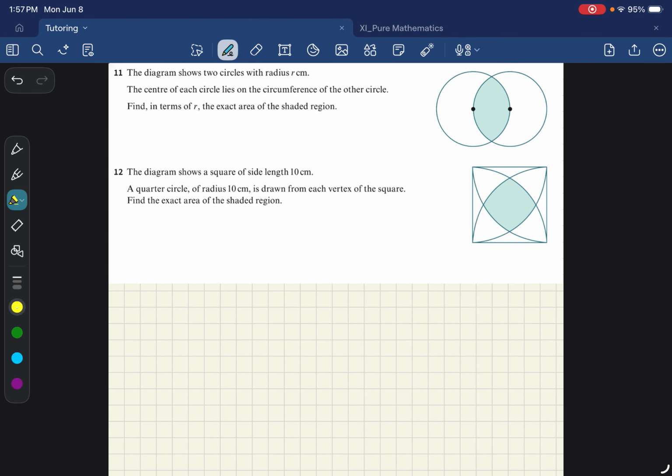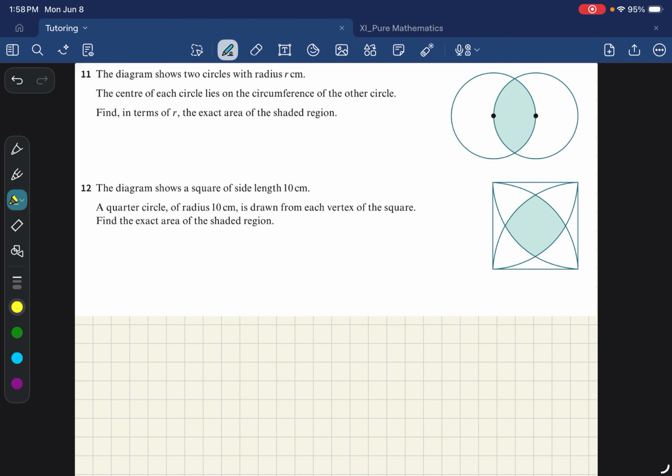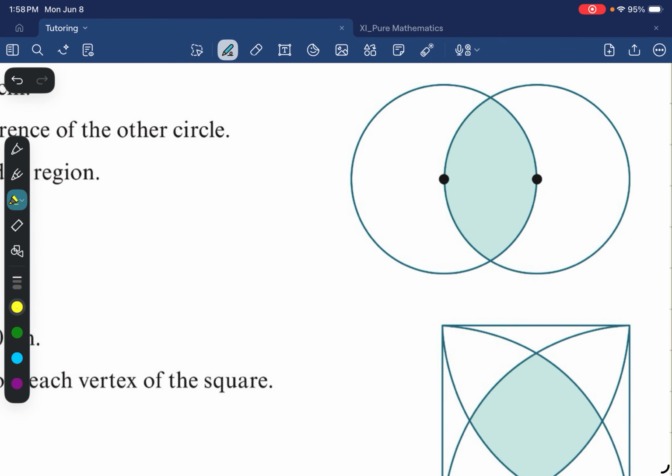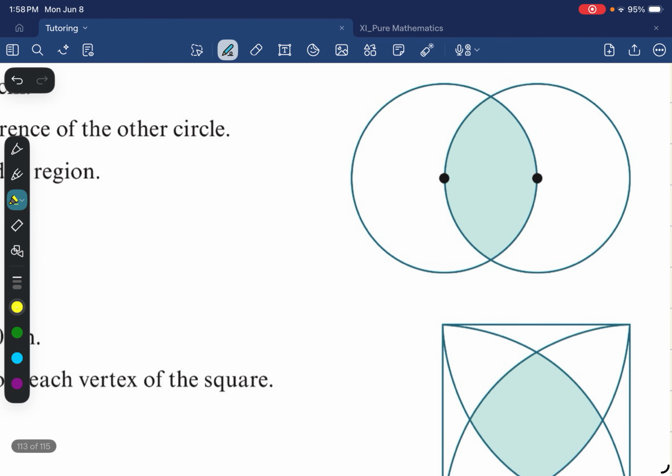All right, so the diagram shows two circles, with radius r, and the center of each circle lies on the circumference of another circle. So this radius, if I join a line like this, is going to be the radius of a circle, right? Because it joins the center to its edge. All right, and if I join a line from this point to this point, that is also going to be the radius. And if I join a line from this point to this point, that is also going to be the radius, right?